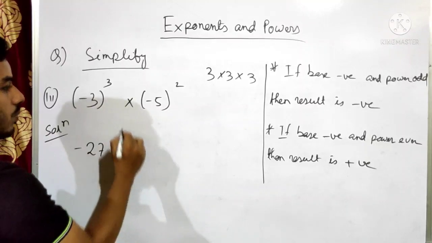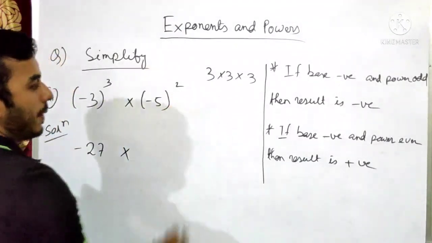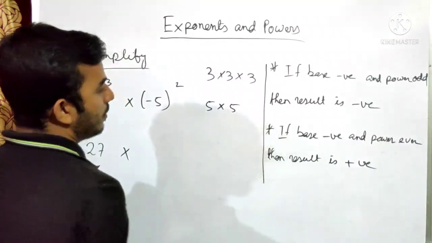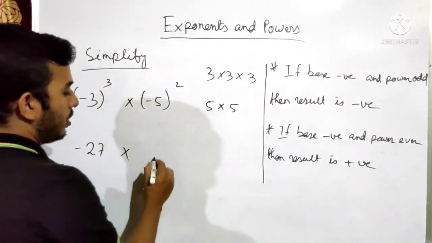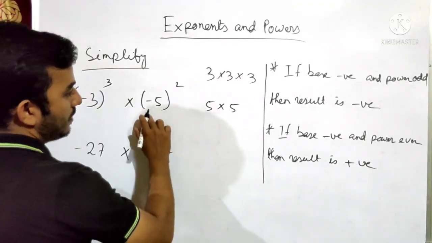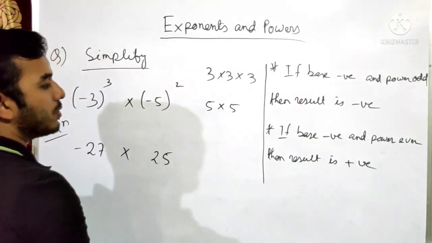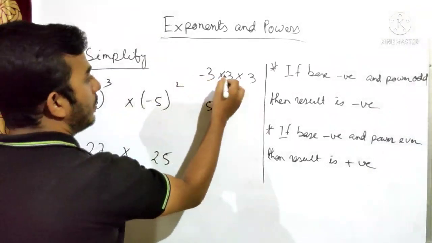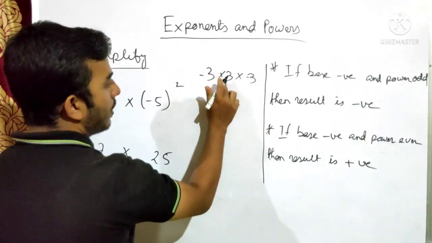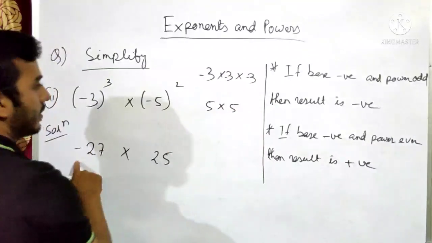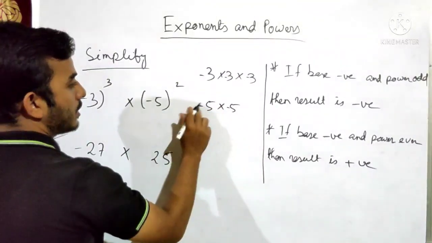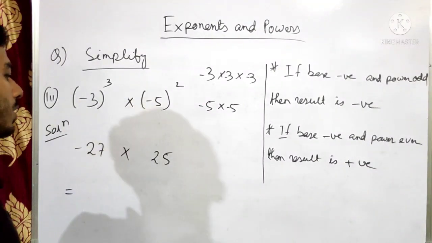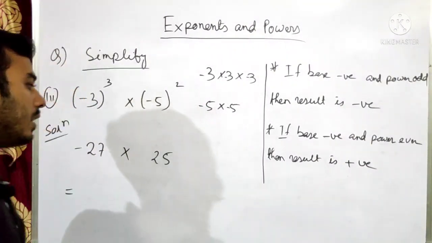Then put the into. Here (-5) to the power 2 means 5 into 5. 5 square means 5 into 5. So 5 into 5 is 25. Now base negative, power even, so it will be positive. Clear? How is it positive? Look here, minus 3 minus 3 minus 3. Minus into minus is plus, then plus into minus is minus. Now here minus 5 into minus 5, minus into minus is plus. Okay, so now if we multiply 25 with 27, we will get the result.